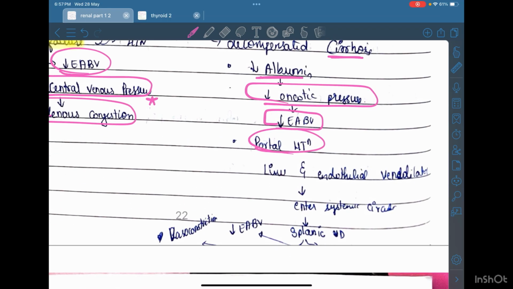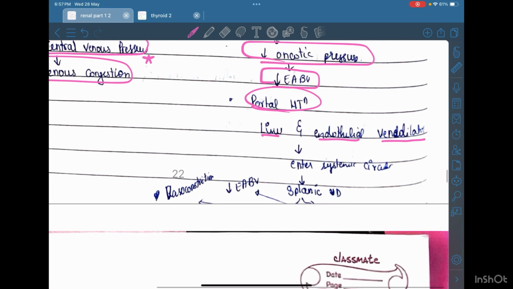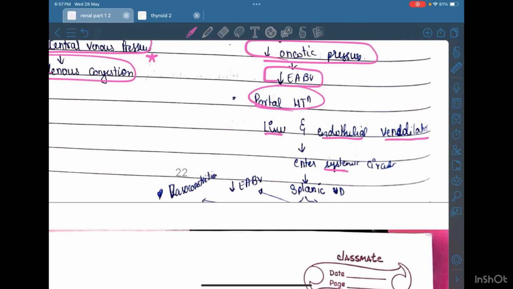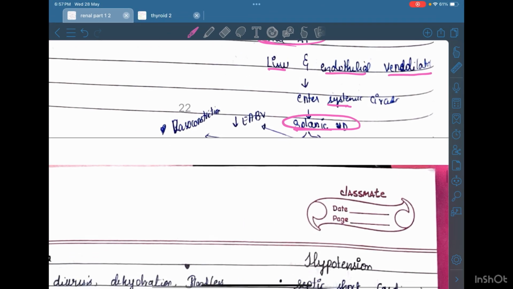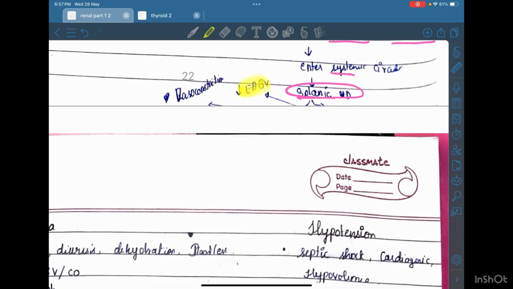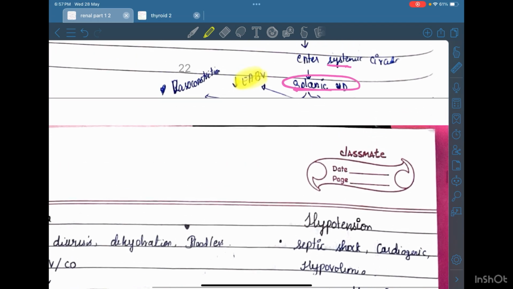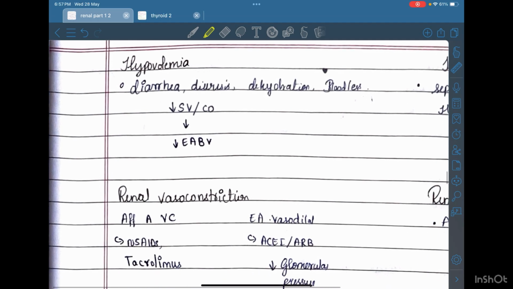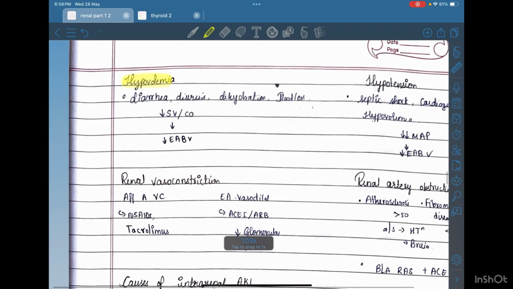Another mechanism that leads to decreased arterial blood volume is portal hypertension. Liver and endothelial cells release vasodilators to relieve it, but it enters the systemic circulation and causes splanchnic vasodilation. So it will cause decreased effective arterial blood volume, and also decreased effective arterial blood volume. Then coming to the hypovolemia conditions, correct?